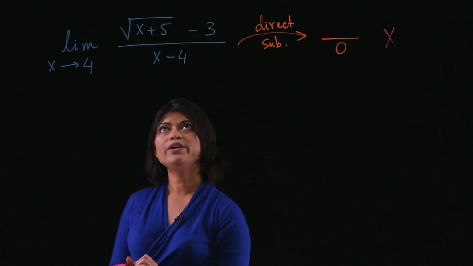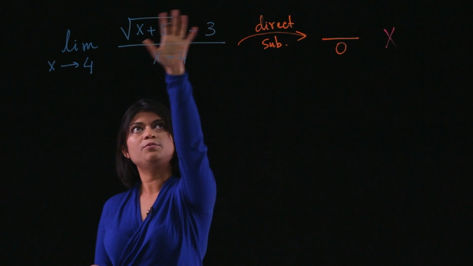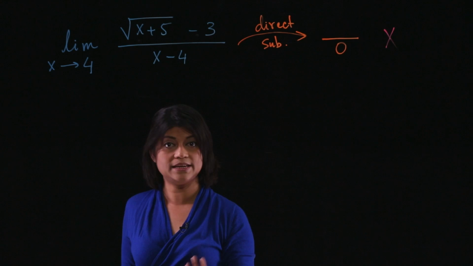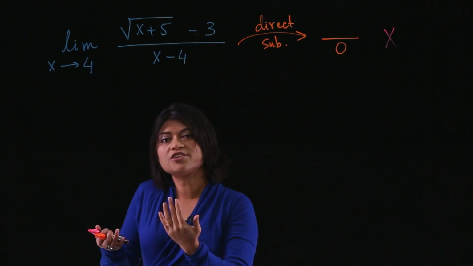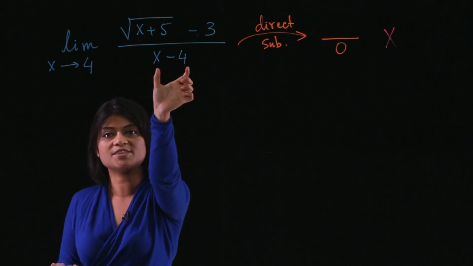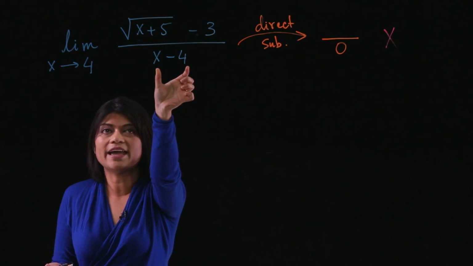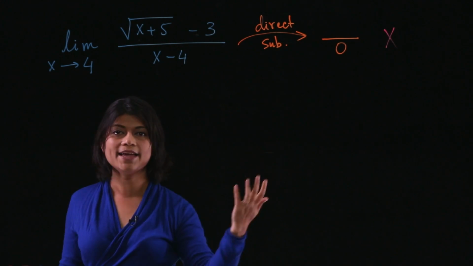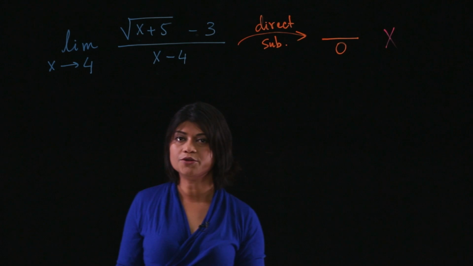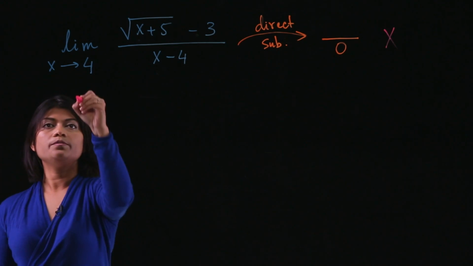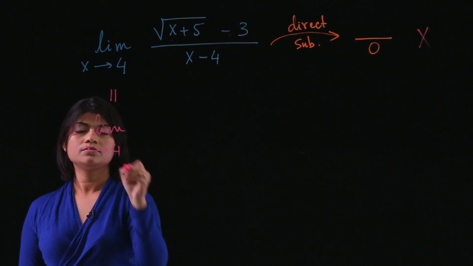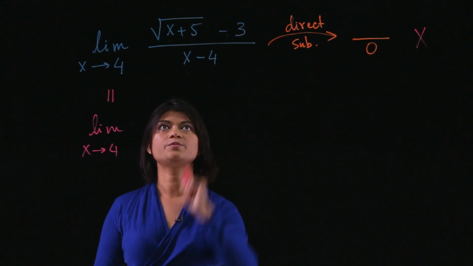So what we can do is first try to manipulate this expression algebraically and see if we can simplify it in any way. In the process of simplifying, the main idea is, can we get rid of that x minus 4 factor? Can we somehow cancel it? If we can, then we'll be able to do a direct substitution later and find the value. Okay, so let's try an algebraic manipulation of this expression.